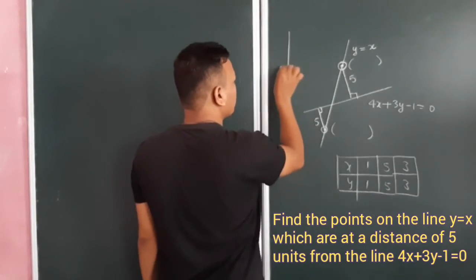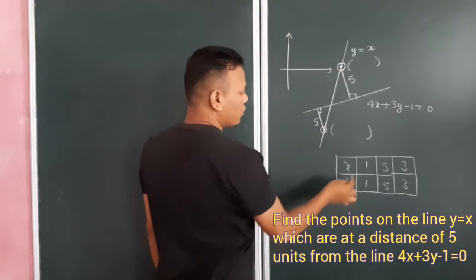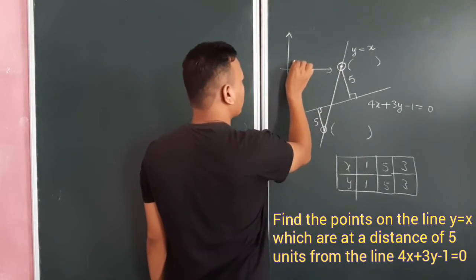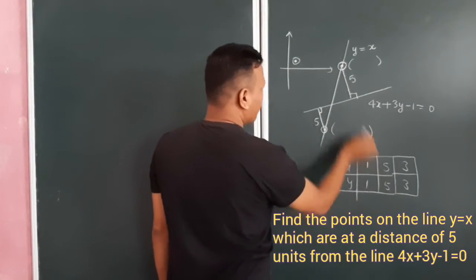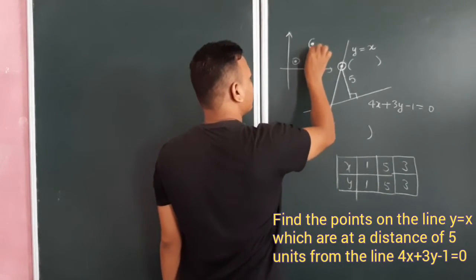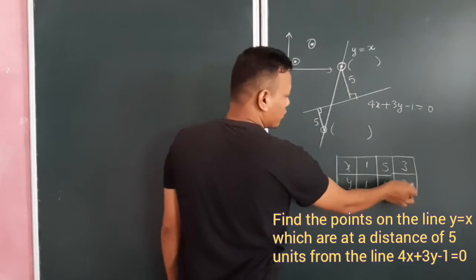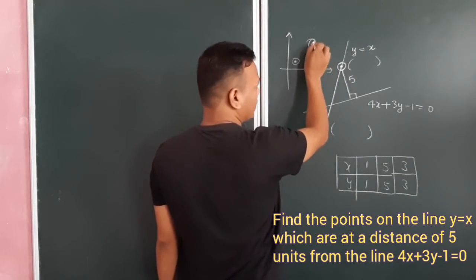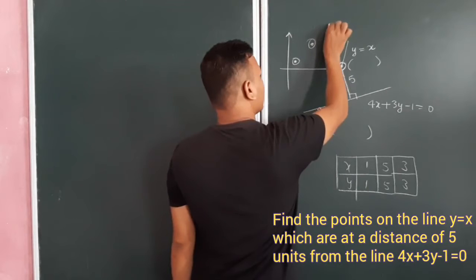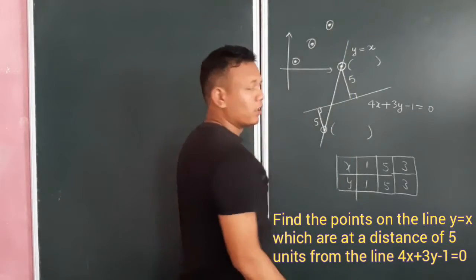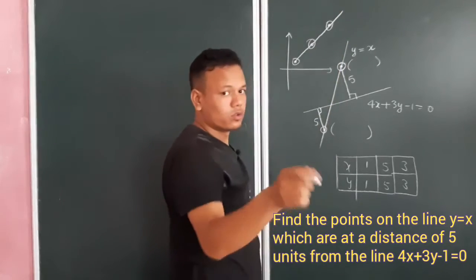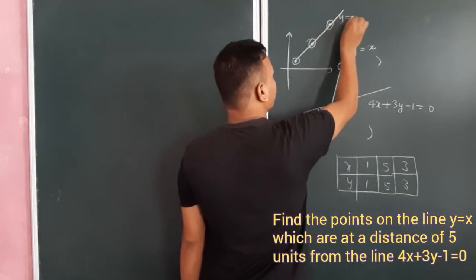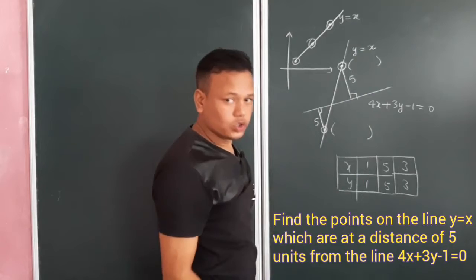Then you used to take your graph paper and plot 1 comma 1. So 1 comma 1 will be somewhere over here. Next, you take 5 comma 5, which will be somewhere over here, for example. And this is my 3 comma 3. So let me take this to be 3 comma 3, and this is my 5 comma 5. Then you join them. So this is my y equals x. That's how you did it in your junior classes.